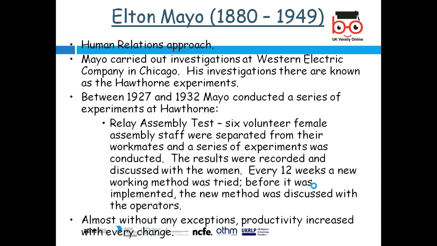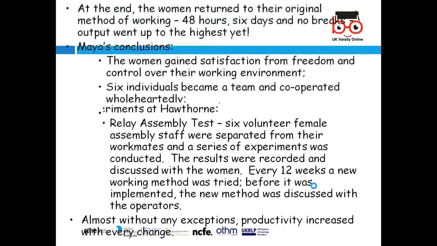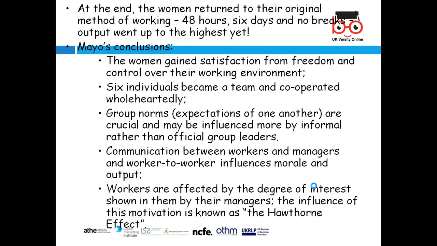relationships. Human relations. So he conducted several experiments. He was working in an electrical company in America. He tried a 12-week working method, observed, and did research. Mayo concluded that workers wanted satisfaction, freedom, and control over their environment. Individuals become a team and cooperate wholeheartedly. If we have group norms, like the Manchester United team, that will help to motivate people, to give them a symbol.